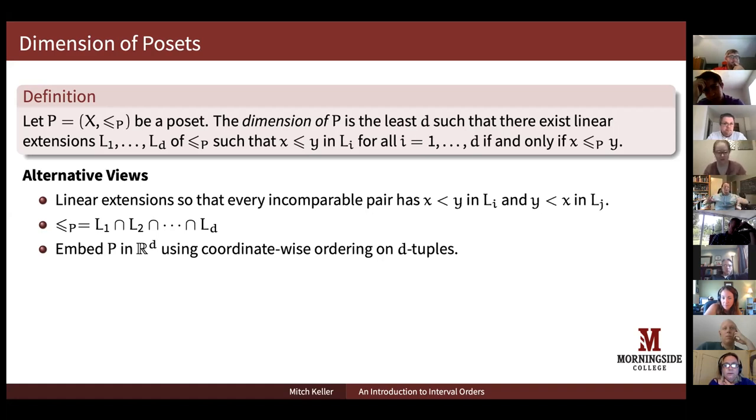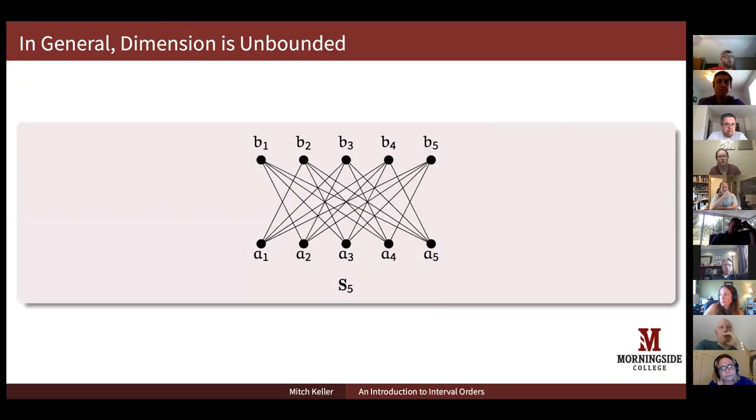You could also think of this as embedding P in R to the D and then using the coordinate-wise ordering on your points. That, you know, must be less than or equal to, and every single coordinate corresponds to being less than or equal to. So dimension is a well-studied topic. Answering the question, is the dimension at most K, is known to be NP complete. What do we think might be going on with the dimension of this?